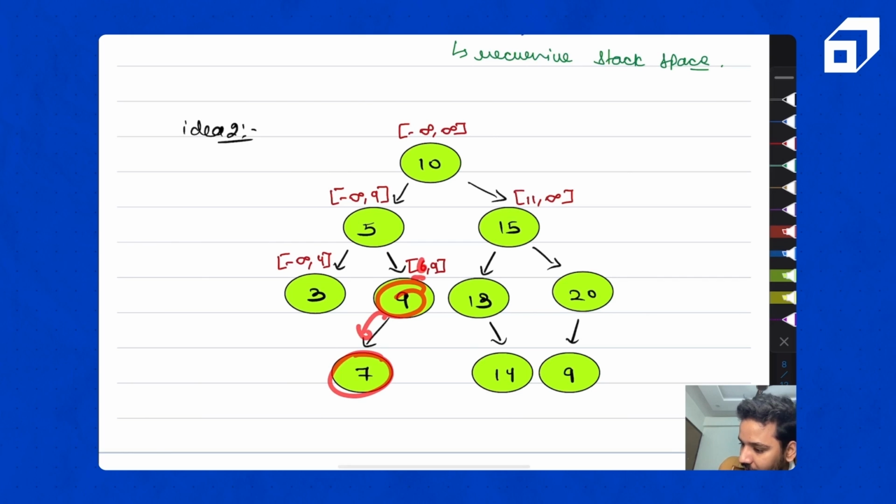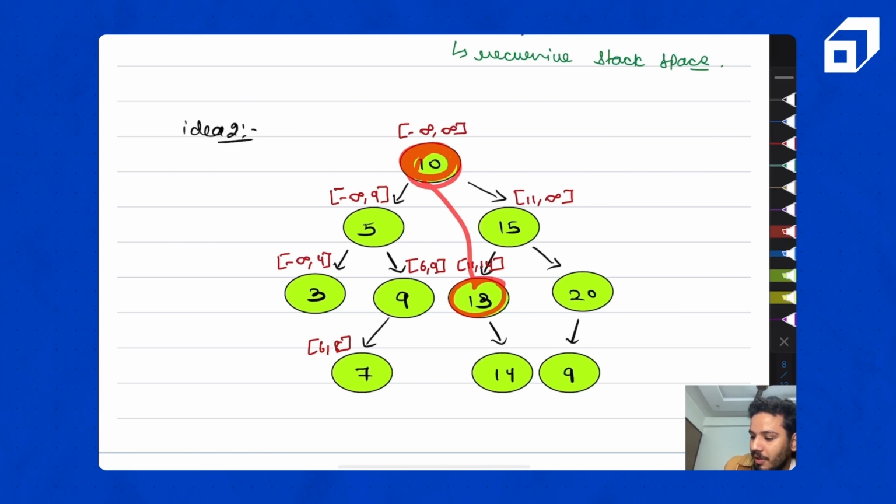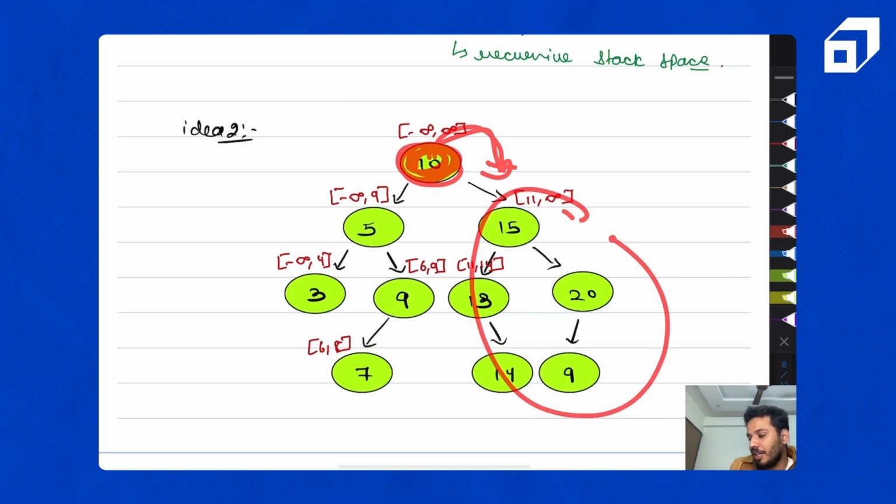Minimum it can be 6, so it can be 6 to 8, right? Because this one is already 9, so this side has to be smaller than this one. Make sense? Now coming to this one, this element 100% has to be smaller than this 15, so maximum it can be 14, minimum it can be 11. Because if it goes below 11, then it will violate this particular node, because we have a 10 at root, everything on the right subtree has to be greater than 10.